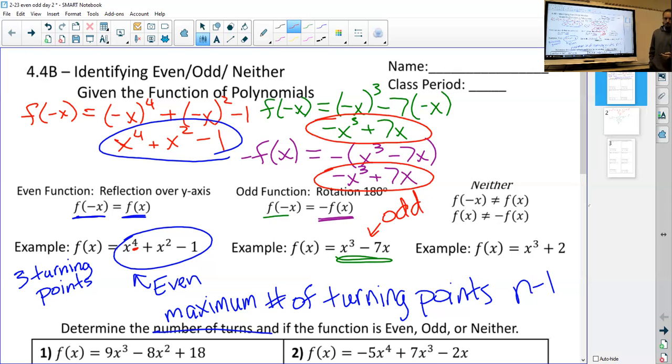Okay, and if you graphed it, you would see that it would go through the origin, and if you flipped it 180 degrees, it would look exactly the same. As far as turning points, n minus 1, our highest degree is 3, so this has a maximum of 2 turning points.